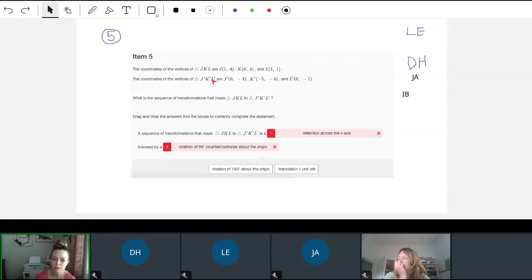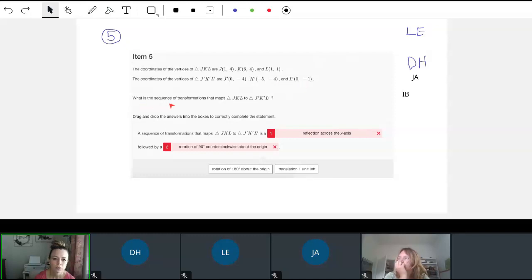If you see the apostrophes in geometry, we call those prime. So J prime, K prime, L prime, and that tells you some sort of a change occurred to triangle JKL up here. Something moved somewhere. So now there's new corners for this triangle. They're at 0, -4, -5, -4, and 0, -1.